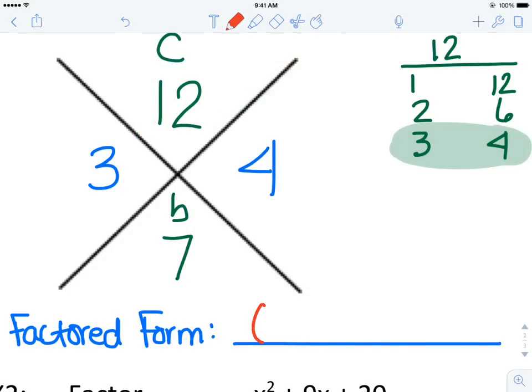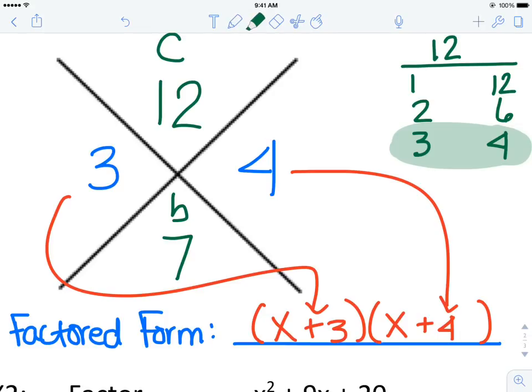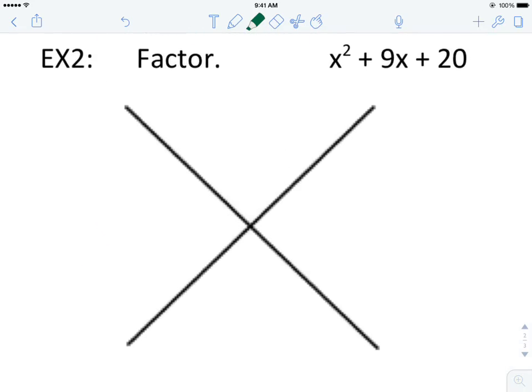And then I'm going to write down my answer. My answer always has 2 parentheses. Remember that factoring is splitting into parts that are multiplied together. We are multiplying these 2 parentheses. It's always going to start with an X in it. And then I'm going to put my 4 in one of them, so I add 4. Then on the other side, I'm going to put my 3, and I add 3. So my final answer becomes x plus 3 times x plus 4. That is factored form. I would like you guys to give example number 2 a shot. I will show you what the answer is in just a minute.